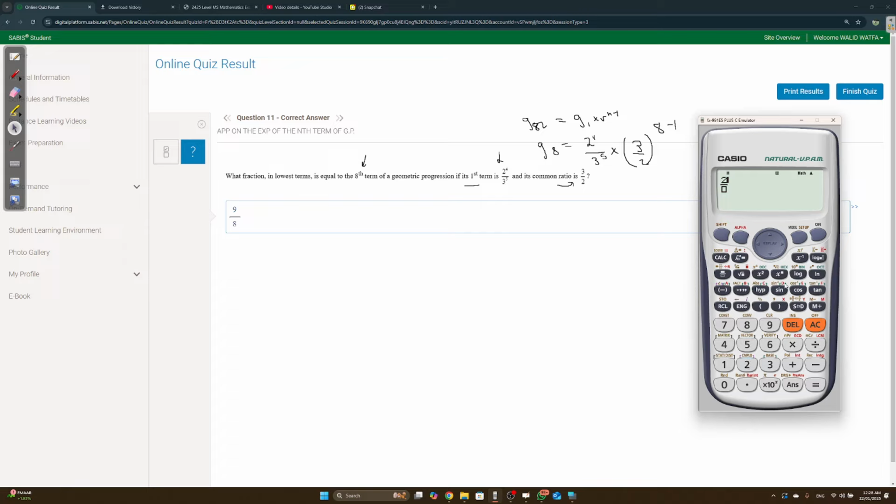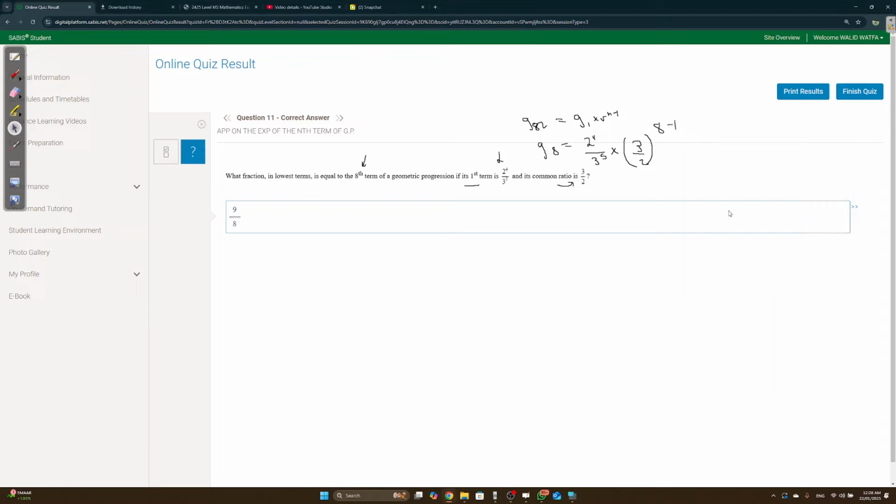2 to the power of 4 over 3 to the power of 5 times 3 over 2. Whoa. Times 3 over 2. You get, oh, times r to, I forgot to put the power. Times to the power of 7, no? Because 8 minus 1. 9 over 8.